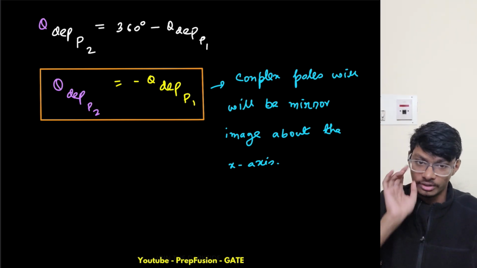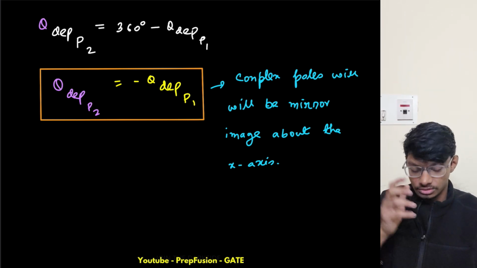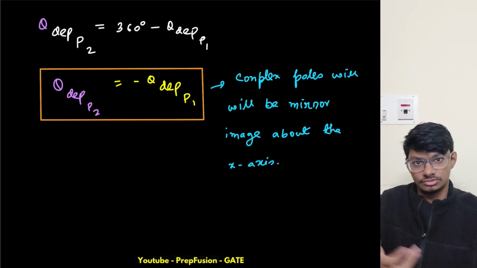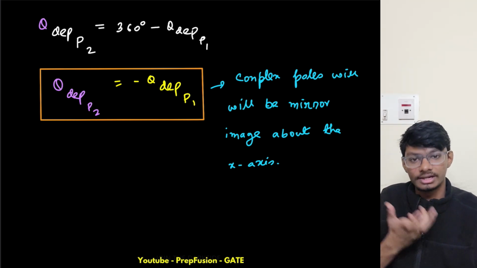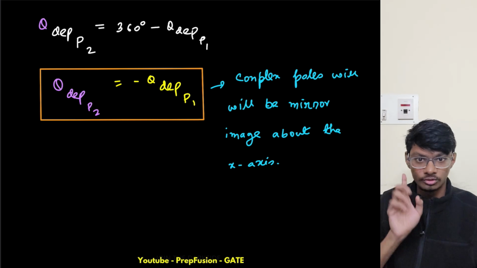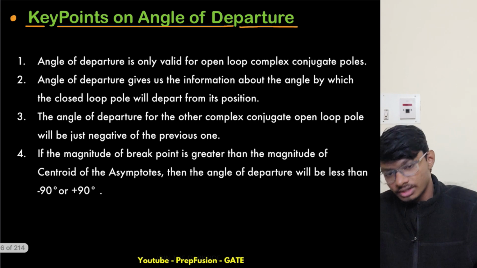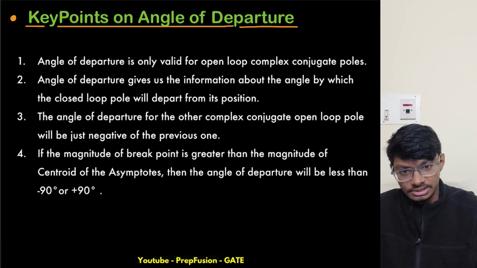Similarly, I will not prove it for angle of arrival. Okay, the homework is for you to prove it for angle of arrival. Obviously this is not even asked in the GATE exam, but to give you intuition, I did it for the angle of departure. Now the homework is you apply the same proof for angle of arrival, right? So now what are the key points about my angle of departure and angle of arrival?